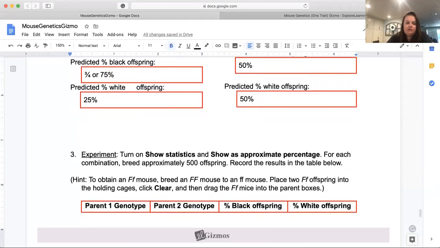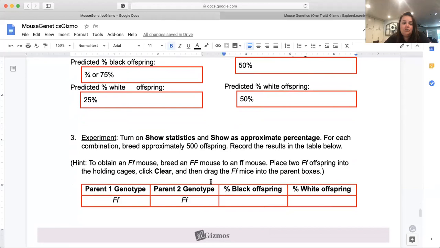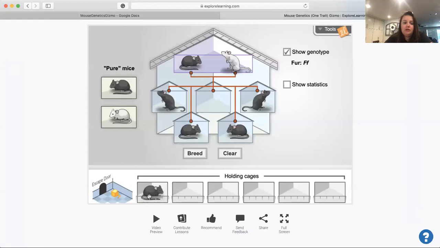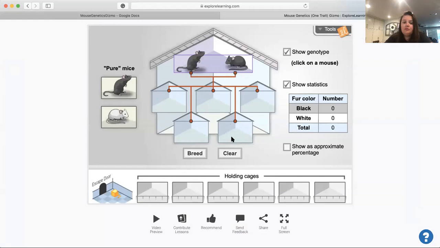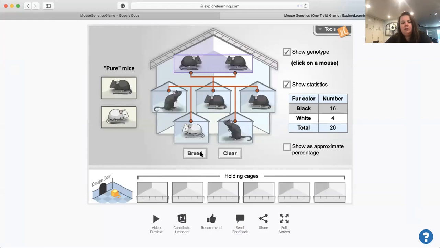Now it says experiment. Turn on show statistics and show as approximate percentage for each combination. Breed approximately 500 offspring. Record the results in the table below. So we want parent 1 to be capital F lowercase, parent 2 to be capital F lowercase. So let's see, we have a capital lowercase there. We have a capital lowercase there. We're gonna clear them, put them back up into the holding cage, show statistics, and we want this total number to be 500. We're gonna click breed until that happens.